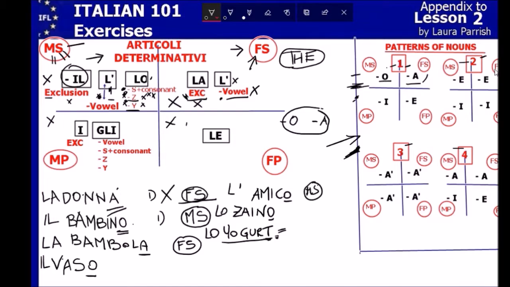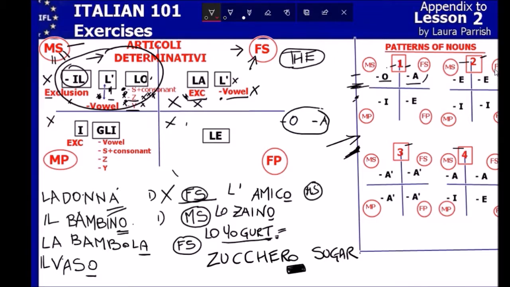Let's do maybe, let's do, this is a nice word. Zucchero. You know what zucchero is? Zucchero is sugar. And you do the same. First step, you need to understand the gender and number of the word. When you know the gender and number of the word, you know it is masculine singular, and you go there and you do all the things we already did. So you find it here, it starts with a Z, so the right article is lo zucchero.